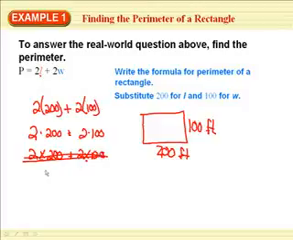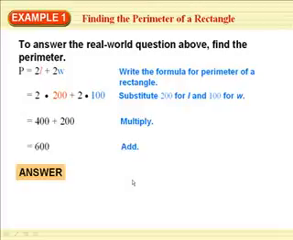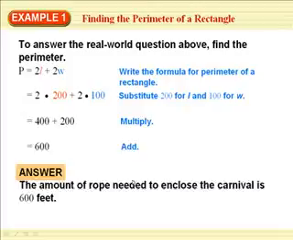So what is 2 times 200? 400. Plus 2 times 100 is 200. So you would need a total of 600 feet of rope if you want to put it around your carnival. So they do 2 times 200, 2 times 100, 400 and 200, and 600. So then 600 feet. Notice it's a story problem, so they put the appropriate label, which would be feet.